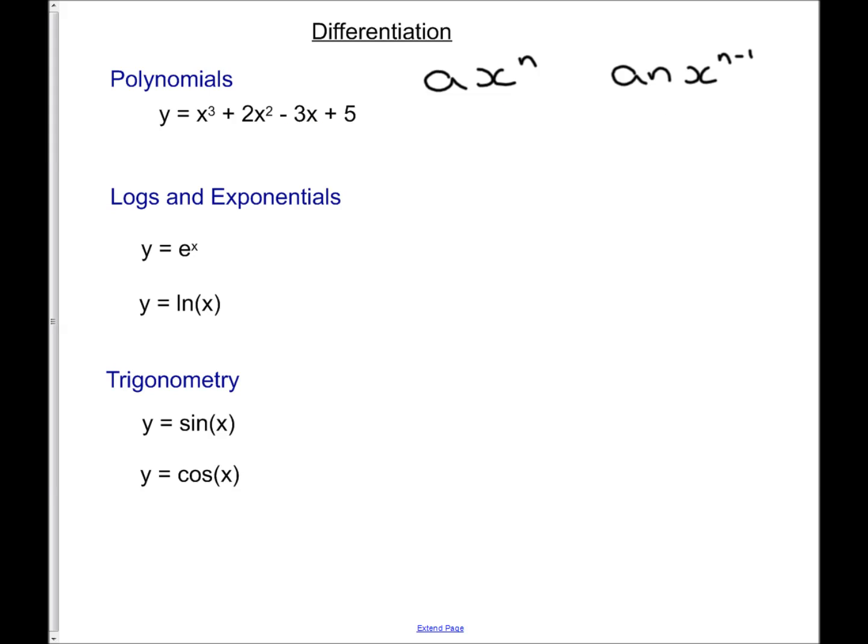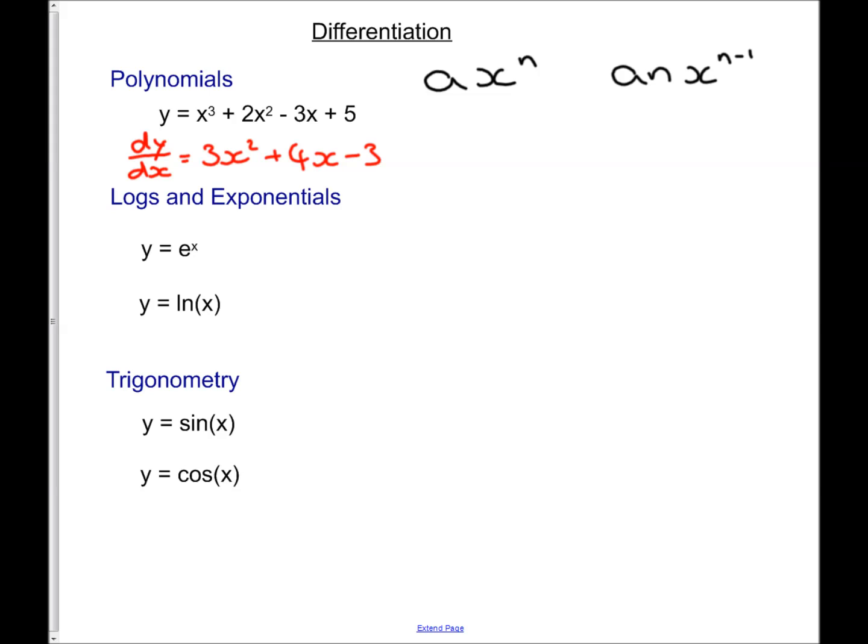So when I differentiate this polynomial, I'm going to write dy by dx to show that I've differentiated it. Getting your notation right is very important. It's very important that I'm clear where I've differentiated. So x cubed, I times by my power, I take 1 off my power. 2x squared, I times by my power, I take 1 off my power. Minus 3x, I times by my power, take 1 off my power, and the plus 5 disappears. So that's the first sort of function we can be expected to differentiate.